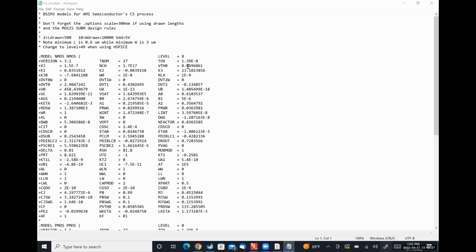thickness. I believe mu naught right here of 458.439 is the electron mobility. That being said, there are other things, mu A, mu B, and other stuff that I honestly don't know what those mean. So anyway, there are lots of other parameters here. I don't see anything for lambda really jumping out at me.